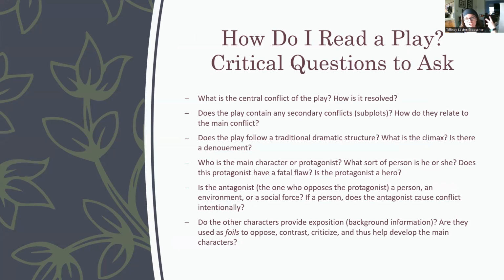But along the way, you should also keep in mind some critical questions that you should be asking as the play progresses. So what is the central conflict of the play? How is it resolved? Are there any secondary conflicts or subplots? And how do they relate to the main conflict? Does the play follow a traditional dramatic structure, which we're going to learn about here in just a moment? What is the climax? Is there a denouement? And if that's a funny sounding word, we're going to learn about it in a moment. That's part of dramatic structure.